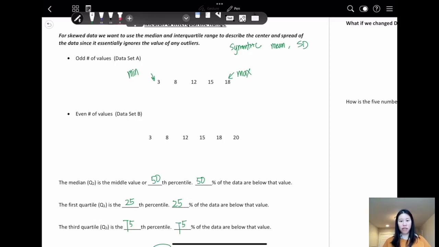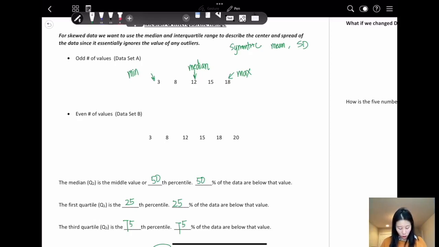Okay, and then the second easiest one to find is going to be the median, right? The median is the center of the data. Since this is an odd number of values, we have the median here, which is equal to 12.